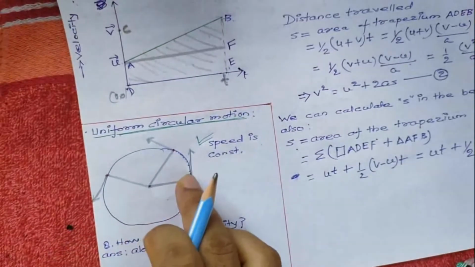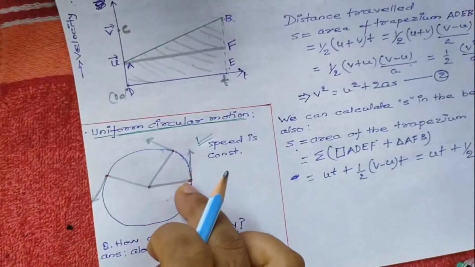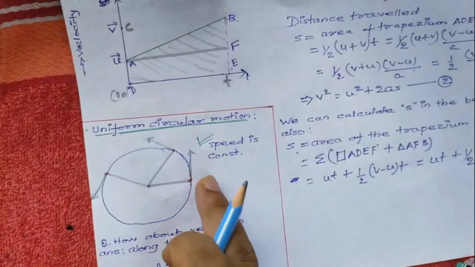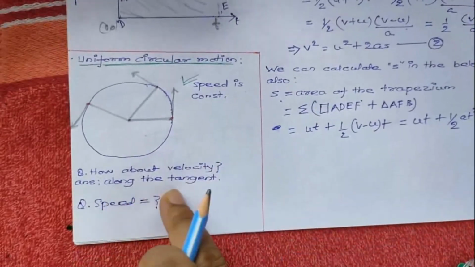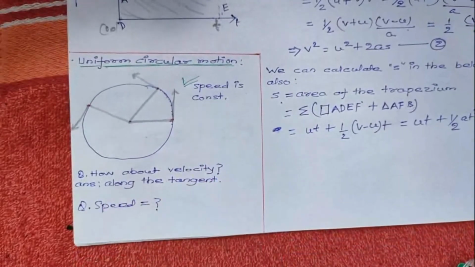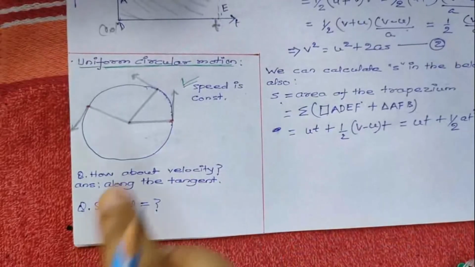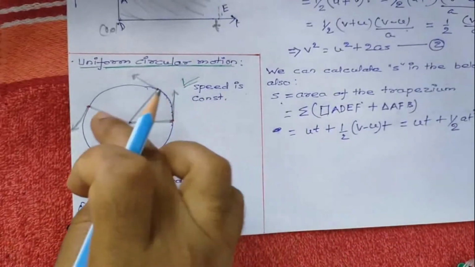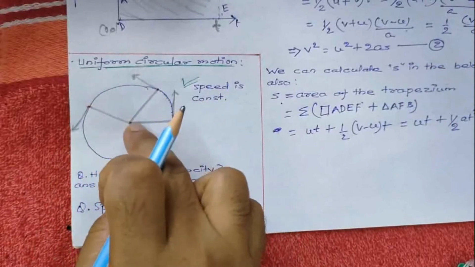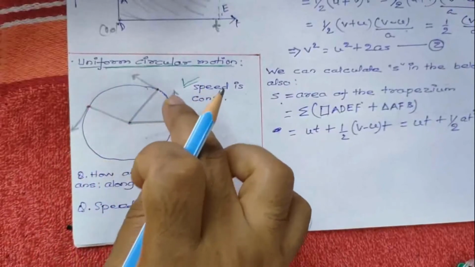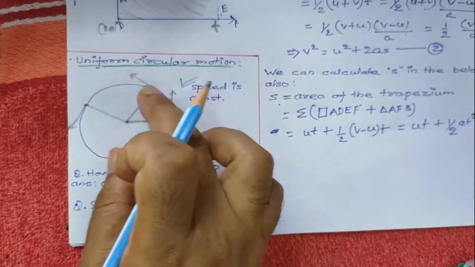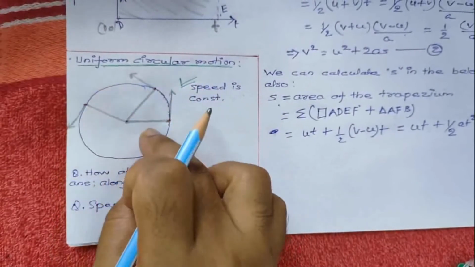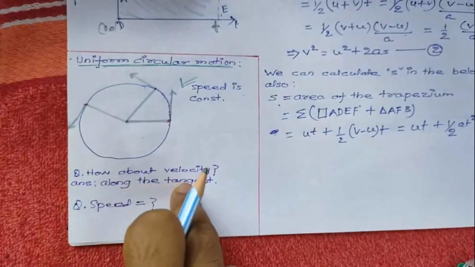So seeing this, can we say the velocity is constant? Certainly not. So what is the reason? Because the direction of velocity when a particle traverses along a circular path is along the tangent at every point of time, and we know the tangent keeps on changing at every point of a circle. So that is why the velocity is not constant.